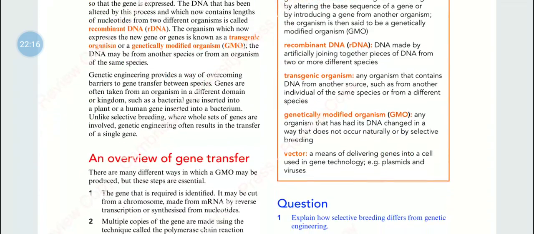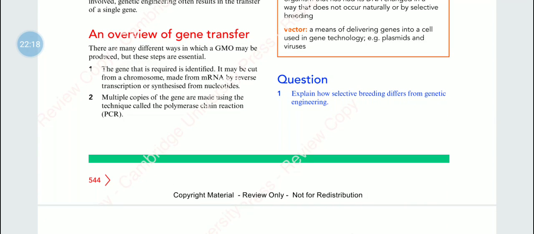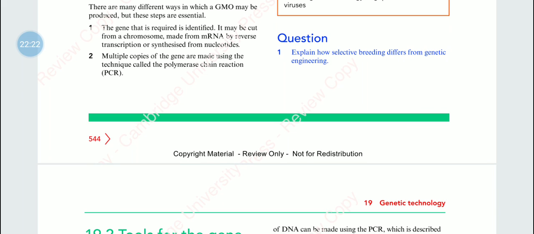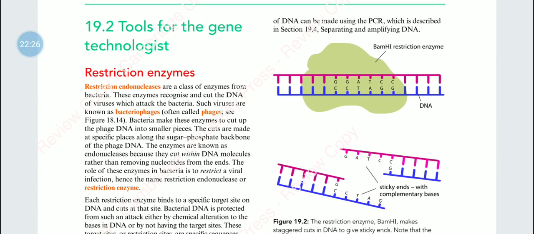If you understood, please do question number 1, which is going to be with a reference to earlier lessons that you have learned. We will discuss tools for the gene technologies in the next video.